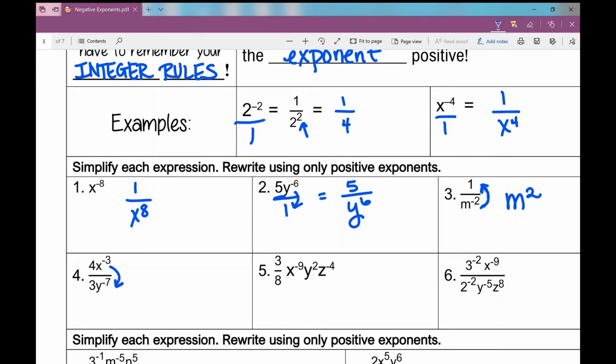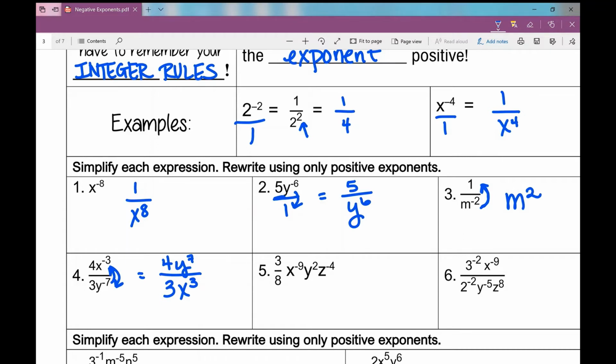I've got a negative exponent attached to that y. That's going to move up top, and it's going to become positive. So look at what's going to happen. We've still got 4 over 3, but y goes up top, positive exponent. X goes down bottom, positive exponent. Do you see how I did that? I just flipped the variables and I made the exponents positive.